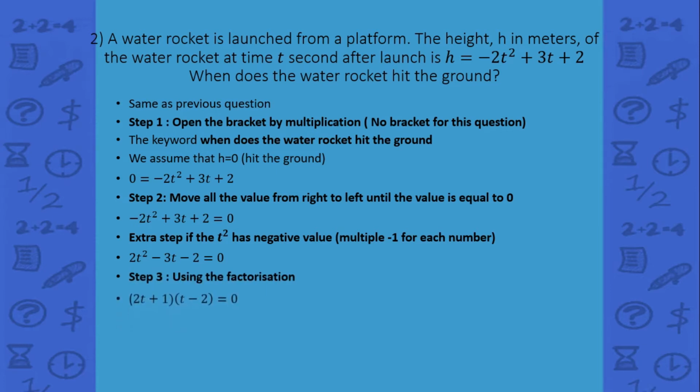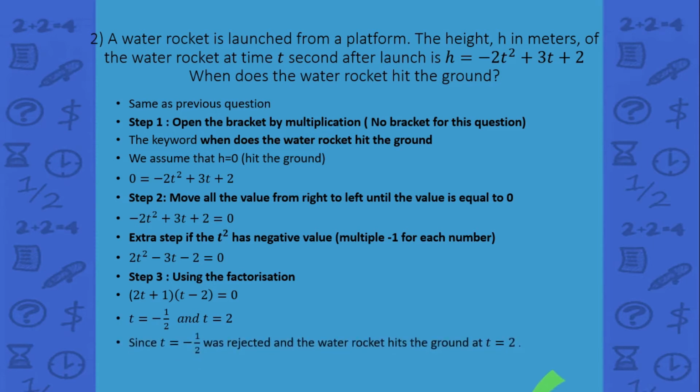After doing all the steps we need to find the proper answer. Since t equal to -1 over 2 is rejected and the water rocket hits the ground at t equal 2, we accept t equal 2 as our answer.